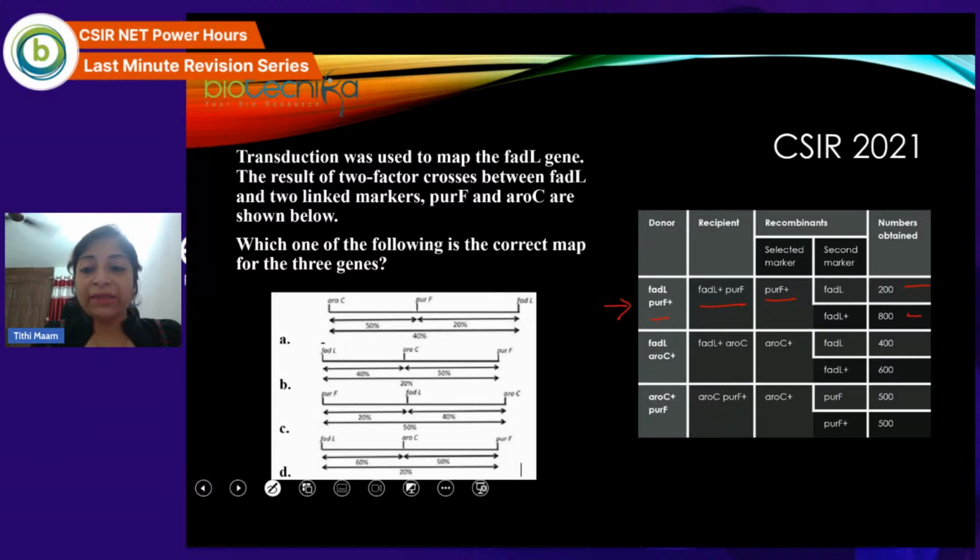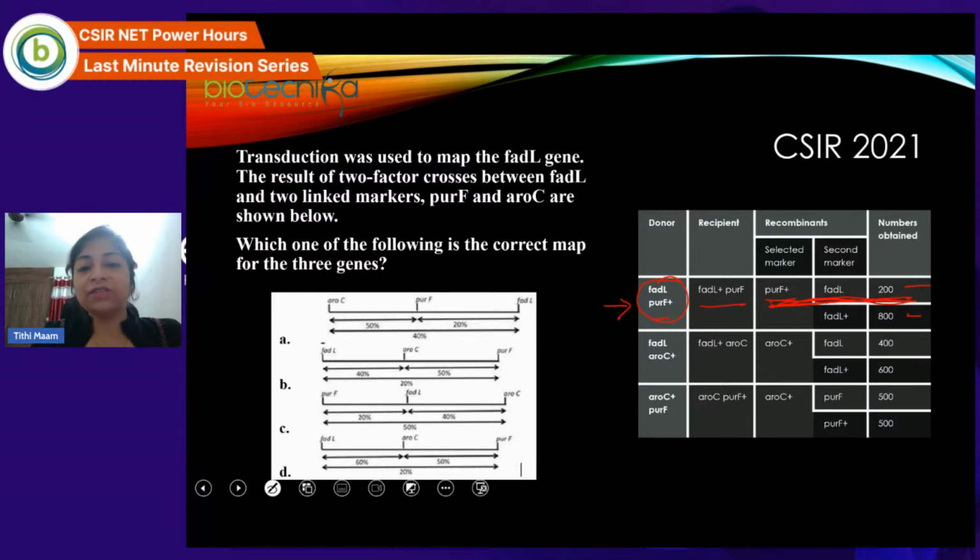So to find out which one is your co-transductant, you have to look at the genotype of the donor here. Which is the donor? The donor is FADL and PERF plus. So you are already checking PERF plus means FADL. This is the co-transductant, not the 800, this 200. Not the plus one, Mayuri, because plus is not there in the donor.